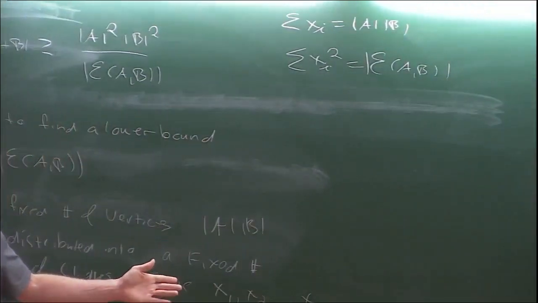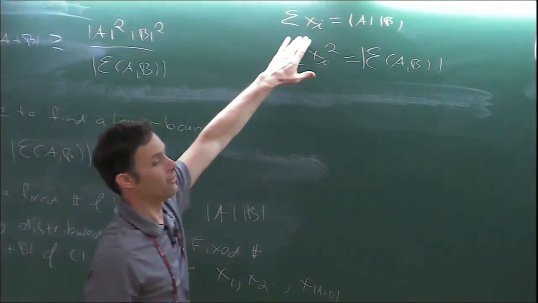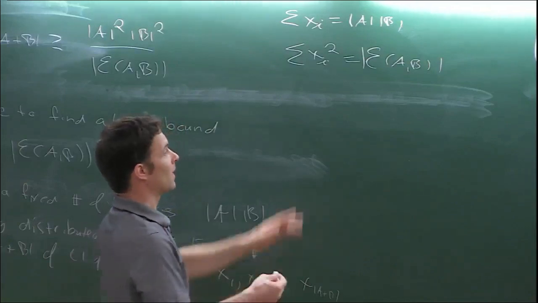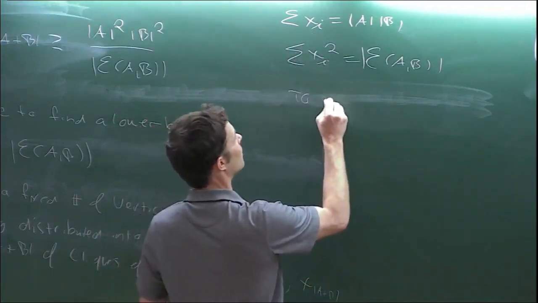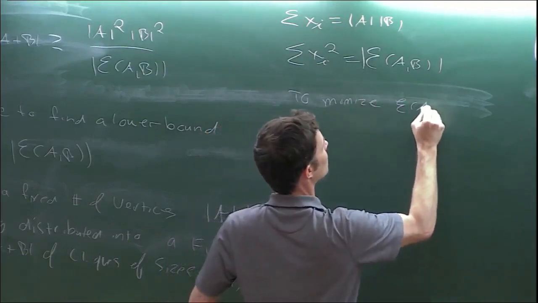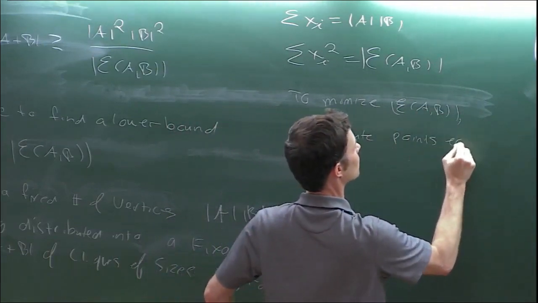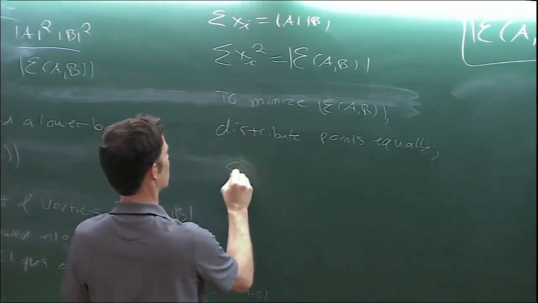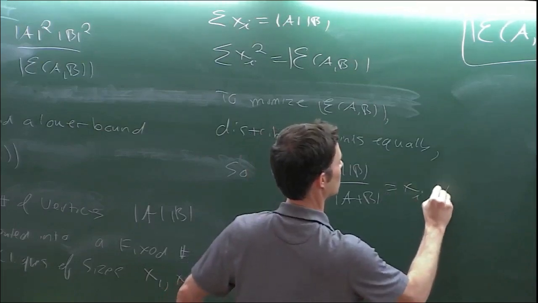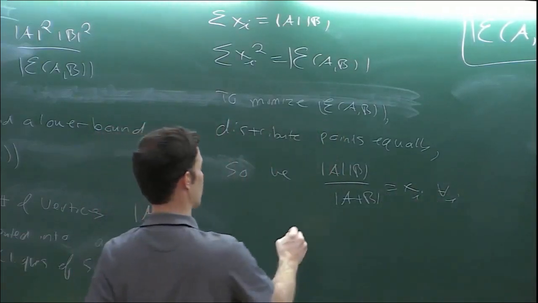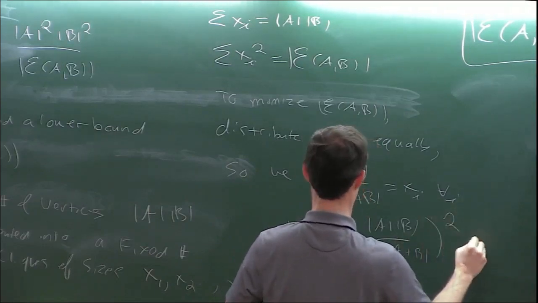And we basically just have a constrained minimization problem. However you want to view it, you can see that the best way to do this is to equally distribute all the points. If we allow these to be real numbers, it smooths things out. The best way to minimize this quantity, the sum of squares, given that we have a fixed sum over here, is to distribute the points equally. So they all have the same size, and we get A plus B times A times B all over A plus B squared, and that's the lower bound.